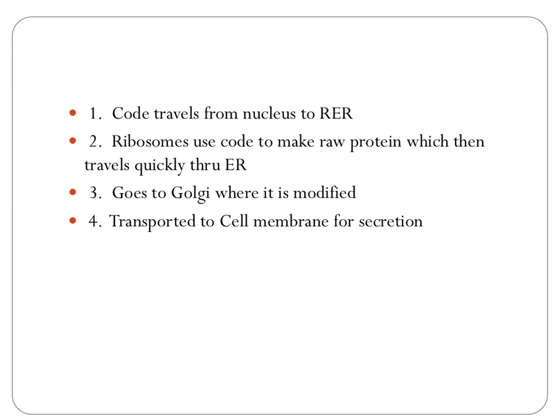So this is just that in words. The code travels from the nucleus to the rough ER. The ribosomes make the protein, the raw protein. The Golgi then modifies the protein. So like I said, if it has to add anything, take away any little piece so it folds correctly, etc. And then those proteins can get sent to the cell membrane for secretion.